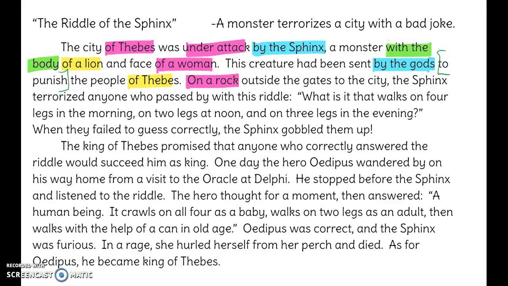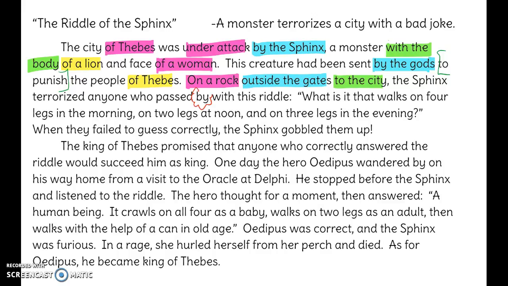Outside what? Outside the gates. To what? To the city. The Sphinx terrorized anyone who passed by with this riddle. I see "by with," that doesn't sound right. There's no noun there. "By with this riddle," well, that does end with a noun, but that doesn't make sense. This looks like a case where we've got "by" as an adverb.